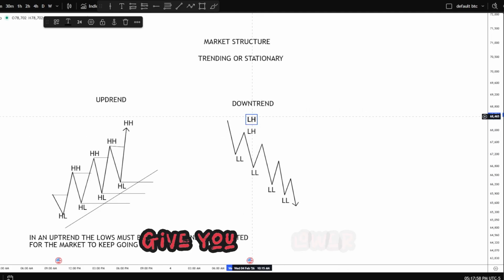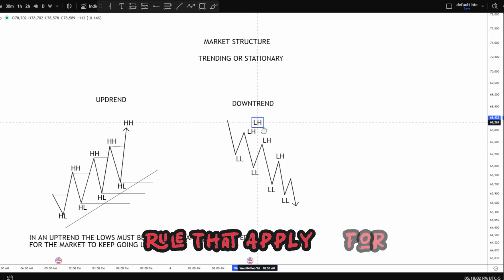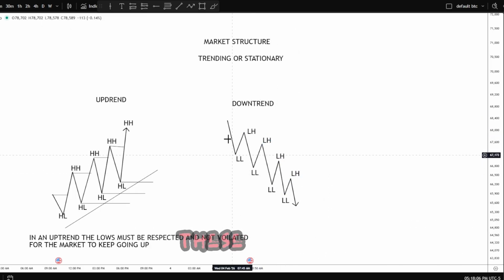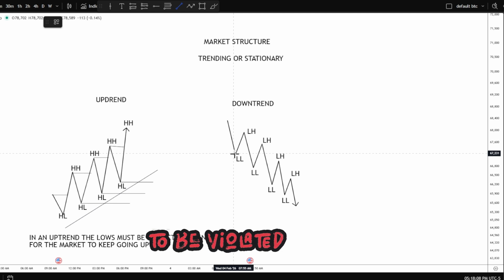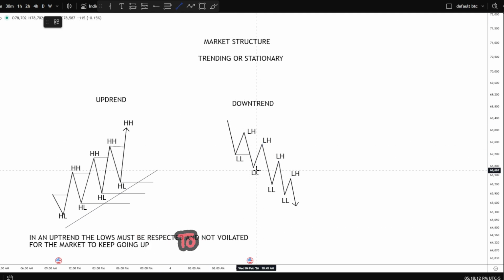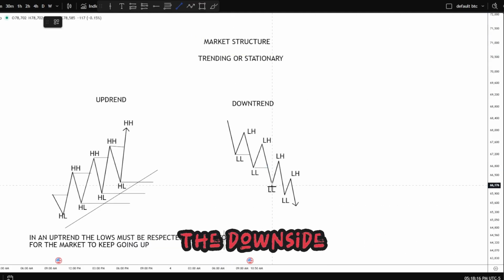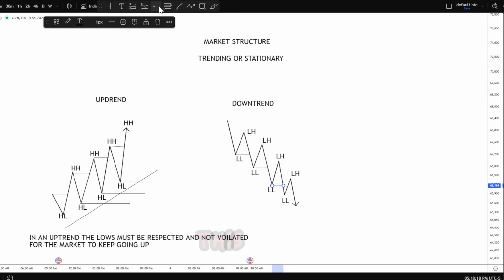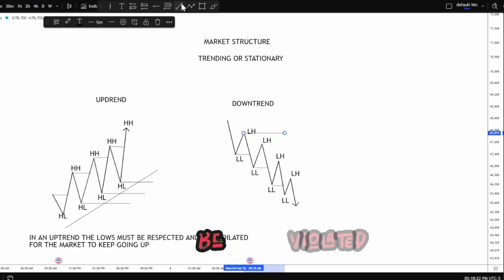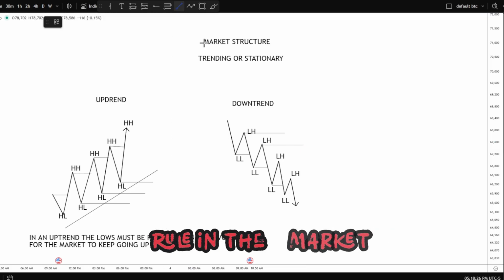So the market will give you lower highs and lower lows, and the same rule that applies to the uptrend applies to the downtrend also. These lows are going to be violated. The market is going to be breaking structure to the downside. After breaking structure to the downside, this high will be protected. The high must not be violated. They need to be protected. So that's the unwritten rule in the market.